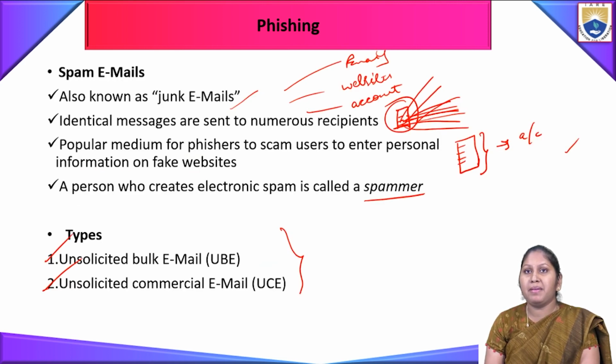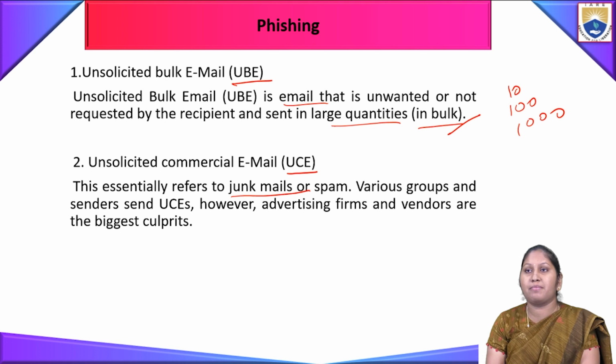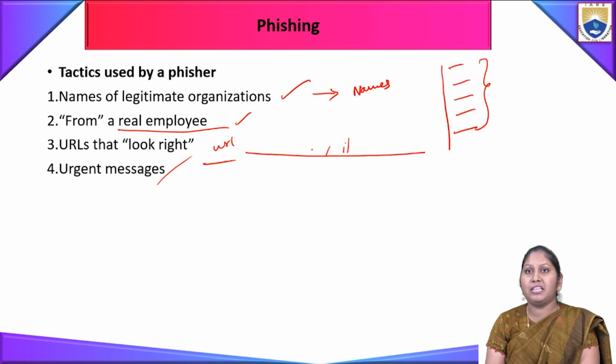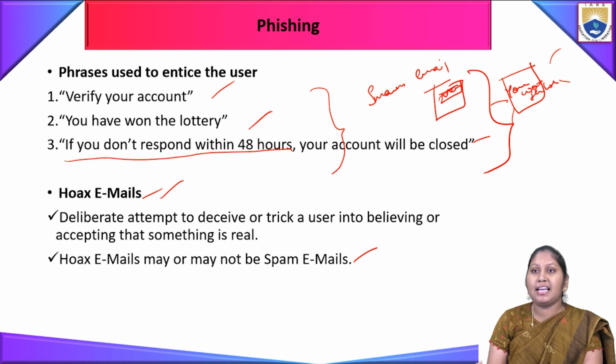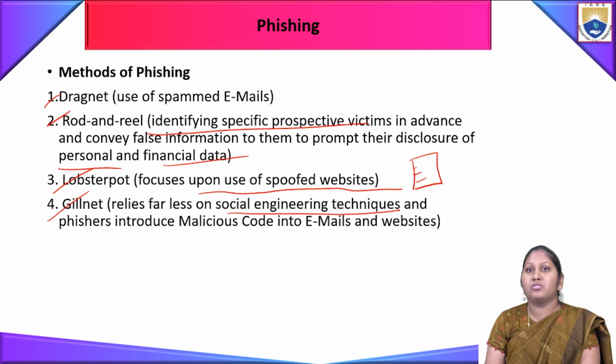And these are some spam emails. Spam emails are nothing but junk emails. Much content containing malicious content will be sent to the user. And what are the types of spam emails? Unsolicited bulk emails and unsolicited commercial emails, UBE and UCE. And what are the differences among them? And tactics used by the phisher, and phrases used to entice the user, and hoax emails. What are hoax emails? They try to trick the user into believing or accepting something very unreal.